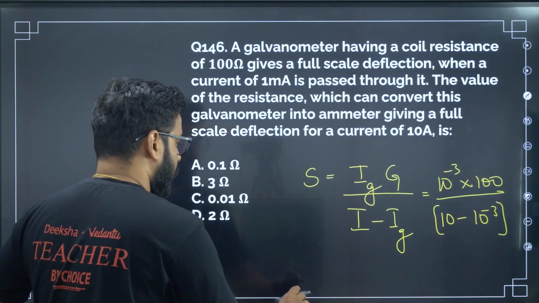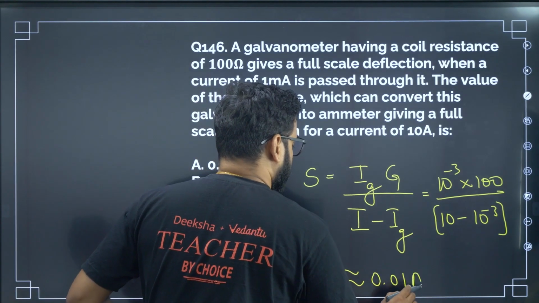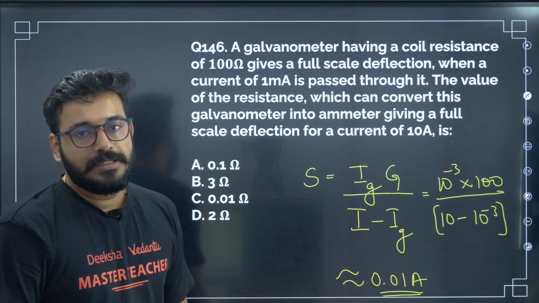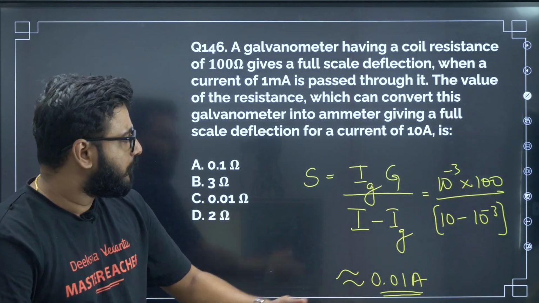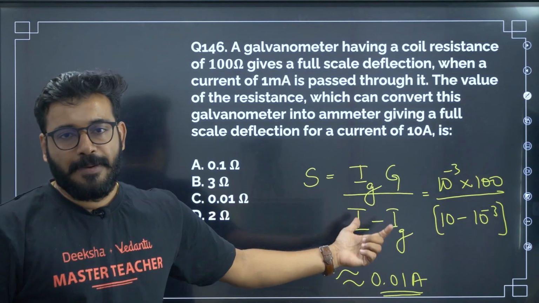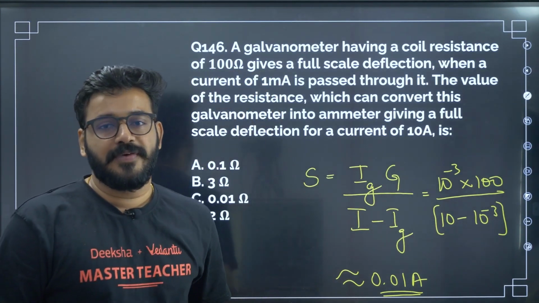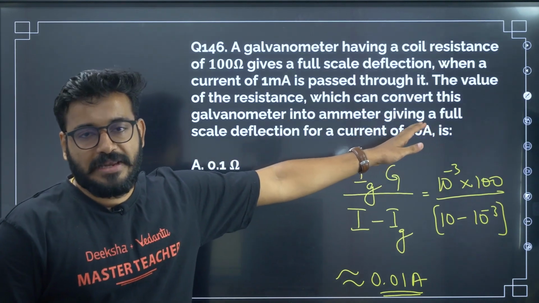Okay, so this is approximately 0.01. Okay, it's very simple. So it is approximately 0.01 ohm. All right, so this is the correct answer. Very simple. So this direct formula for ammeter, as well as there is a formula for conversion of voltmeter as well. So these two formulas, please keep it in mind in case of conversion of galvanometer.